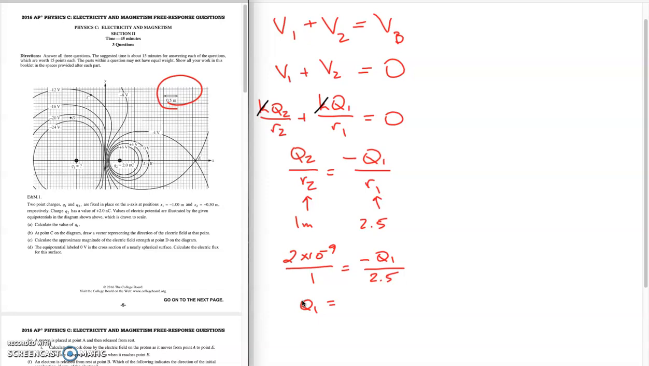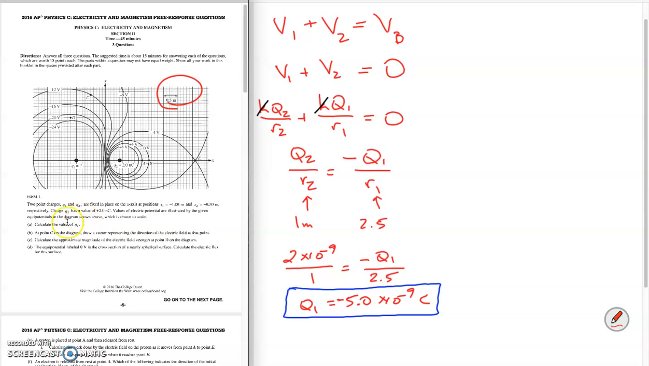Rearranging, we're going to cross multiply, so 2.5 times 2 is going to be 5.0 times 10 to the minus 9th coulombs, and then this minus sign has to come over, so we're going to have a minus 5. So Q1 is going to be twice as big and negative of Q2. All right.